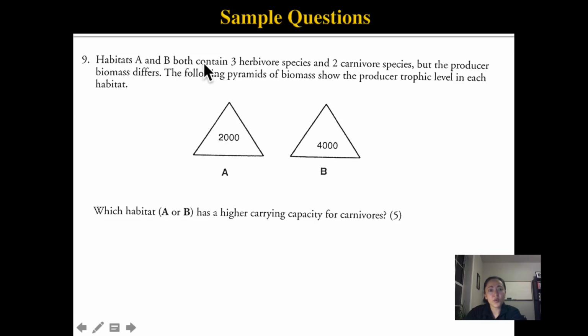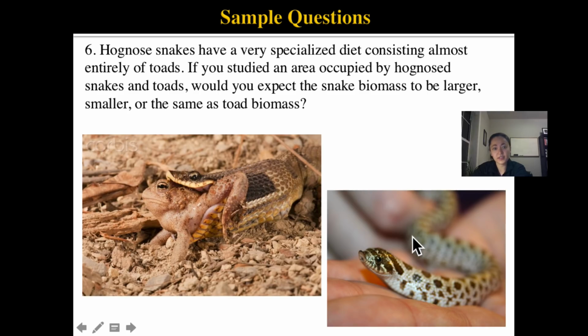Habitats A and B both contain 3 herbivore species and 2 carnivore species, but the producer biomass differs. The following pyramids of biomass show the producer trophic level in each habitat. Which habitat, A or B, has a higher carrying capacity for carnivores? The correct answer is B. Since B has a higher biomass of producers, it could support a higher biomass of carnivores.